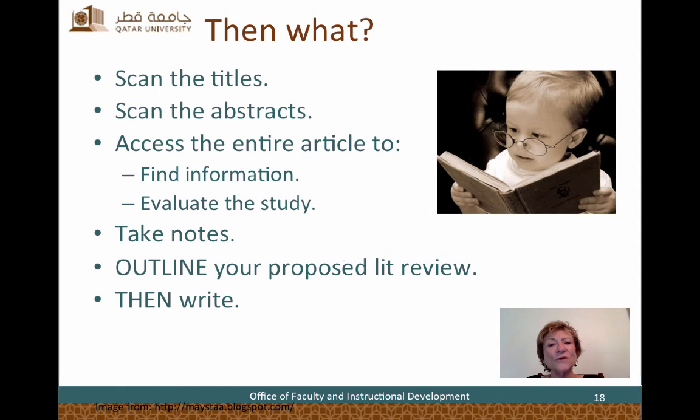And so you're going to want to read the entire article. A true scholar goes back and reads the entire article and doesn't just take the word of the abstract. The abstract tells you how important that article is and how well it fits your study. But it's the article that can tell you how good a study it is. Take notes, outline your proposed lit review, and then write. And in the next video, we're going to talk about writing that lit review. Thank you.